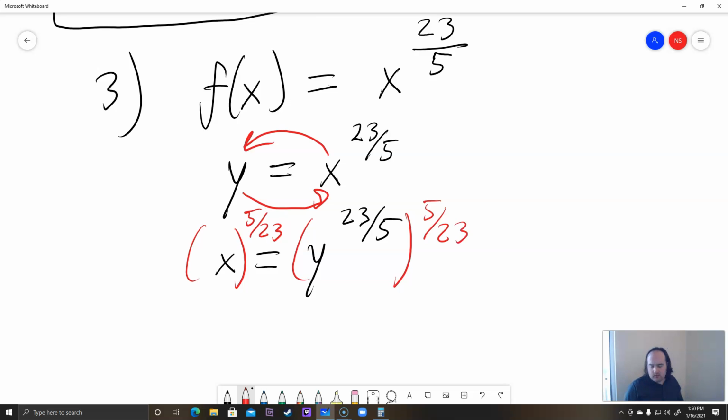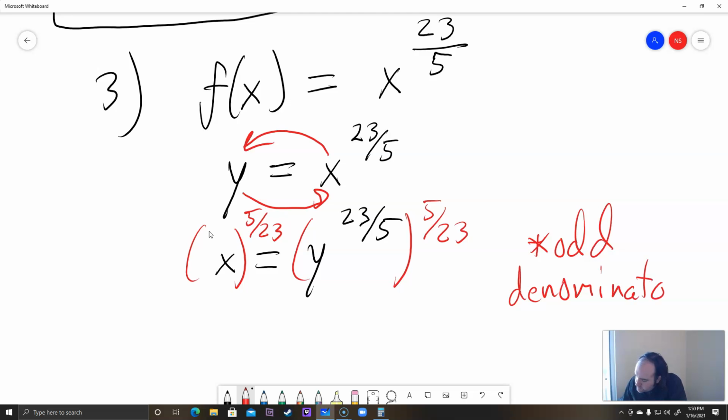Now you might be wondering, well, how can you do that? Are you allowed to do that? Well, it's an equation. So as long as you're doing the same thing to both sides, and you're not losing any information, you should be okay. So this denominator is odd. So this odd denominator means that there's no plus minus, because remember, this is actually a radical.